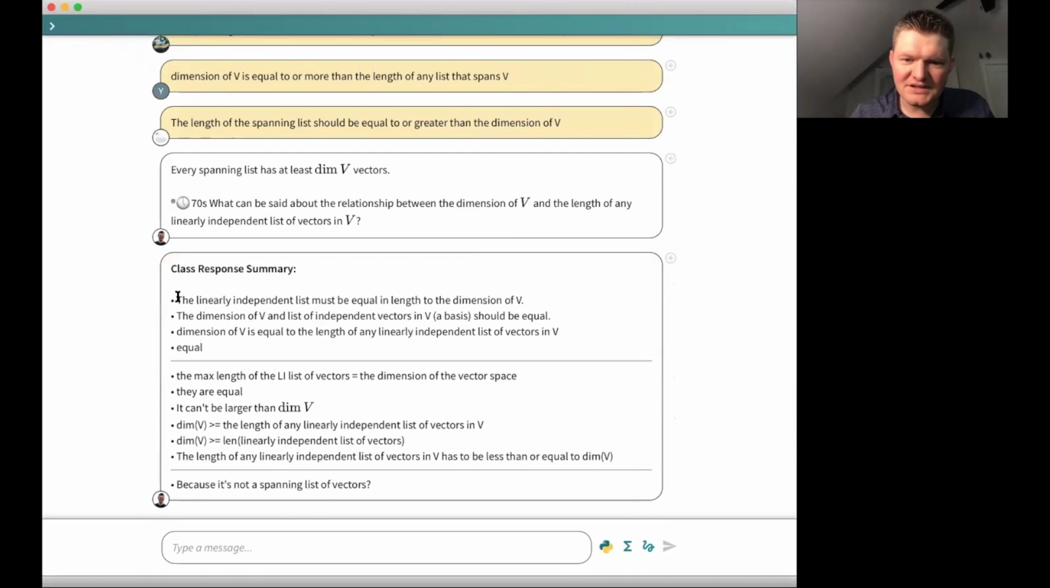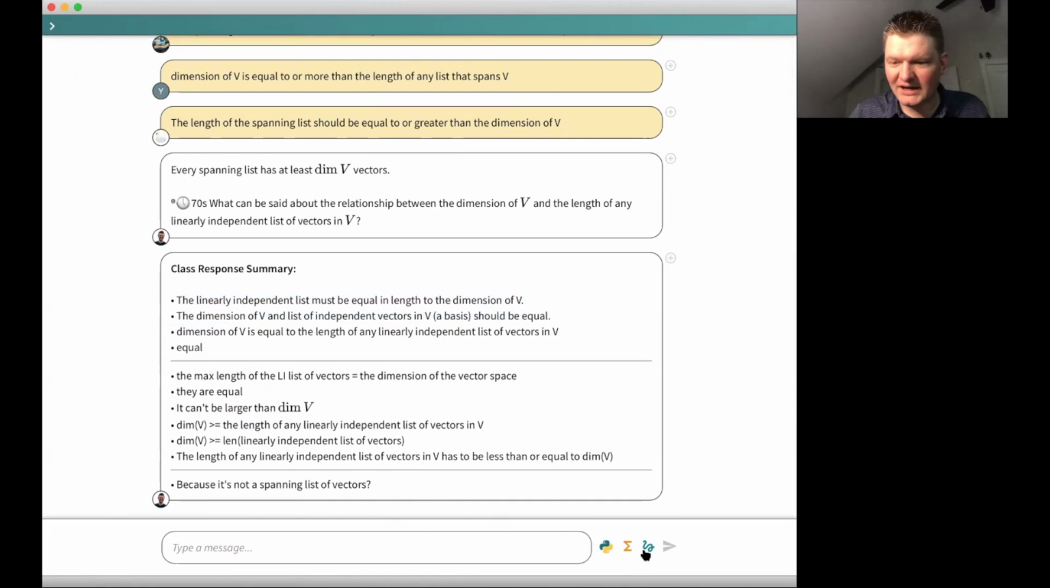Yeah, so this is the first class of answers, which said the linearly independent list must be equal in length to the dimension of V. And then a bunch of people also said that it can't be larger than the dimension, but maybe it could be smaller. We have this inequality here. We've got to decide what's going on between these two because people are really split.